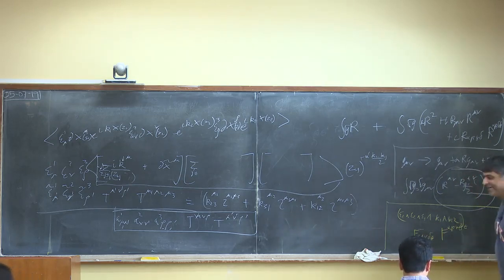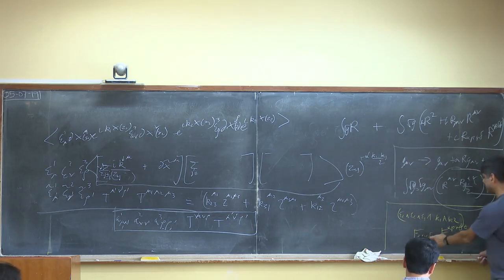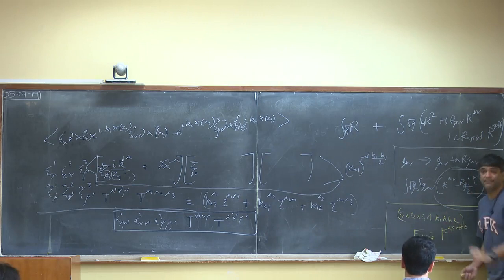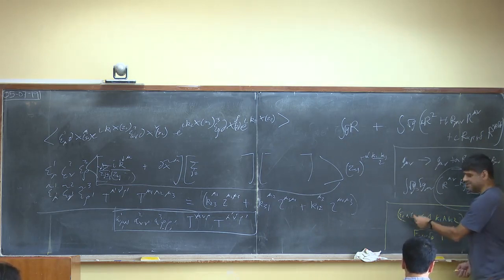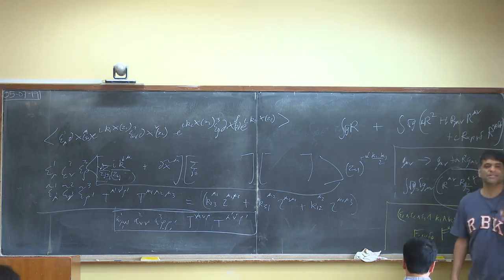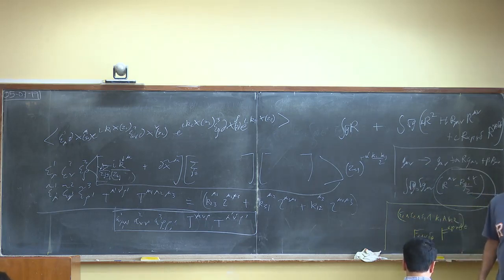Now, this is clearly a scalar. It's clearly linear both in zeta and zeta prime, for all threes, because it's got zeta 1, zeta 2, zeta 3, and zeta prime 1, zeta prime 2, zeta prime 3. I'll call this F tilde.